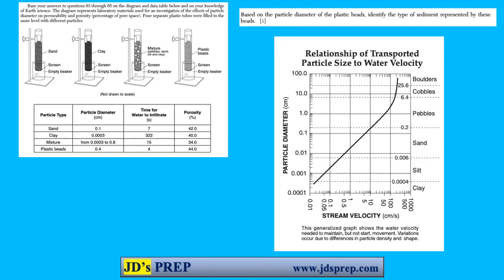And lastly, based on the particle diameter of the plastic beads, identify the type of sediment represented by these beads. So the particle diameter is 0.4. I'm heading to the reference tables to find this. So 0.4 would land the particle diameter somewhere in between here. So we would say that it's representing pebbles.